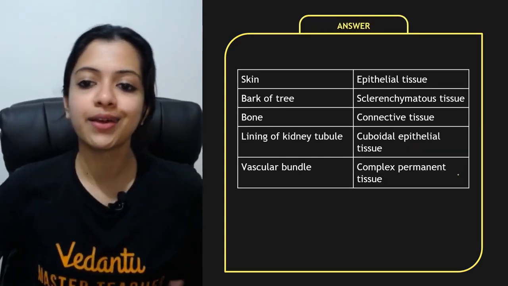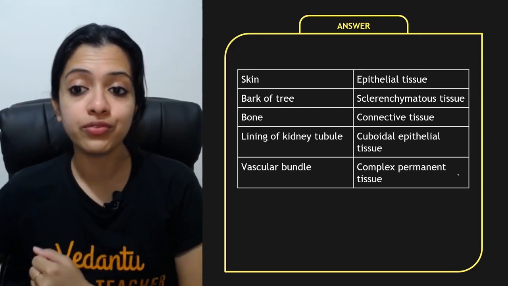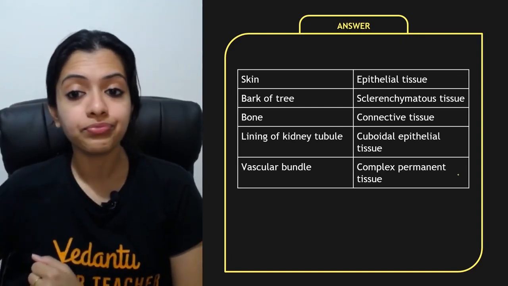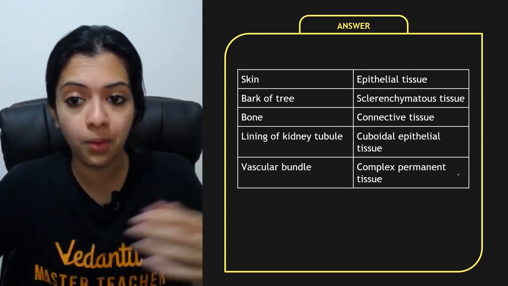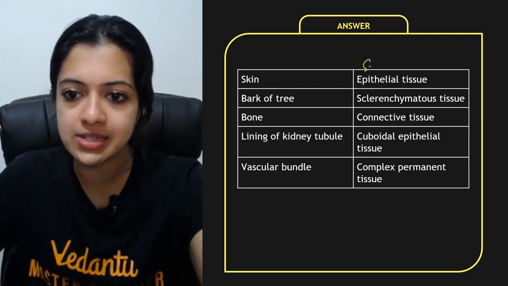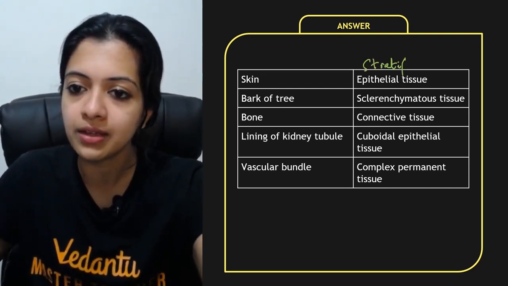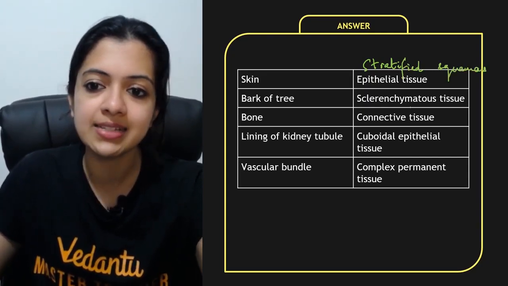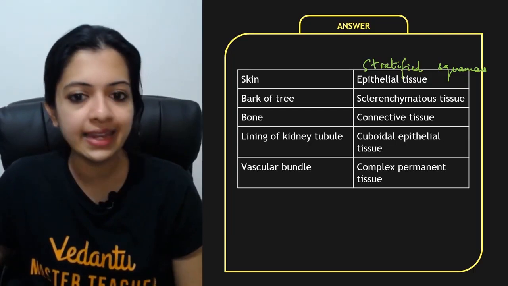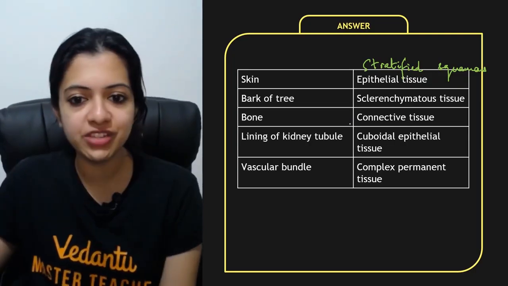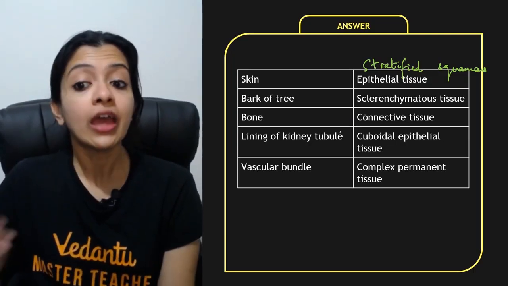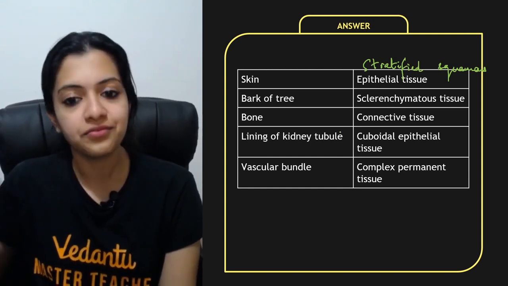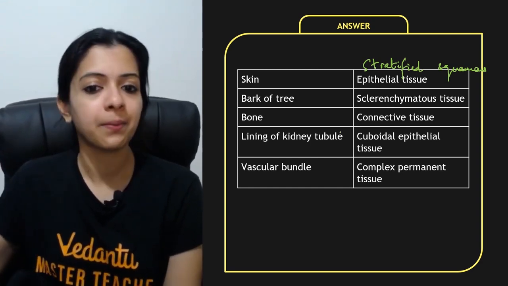All right. So this is about it. Yes, children. Here goes your answer. Skin is an example of an epithelial tissue. Stratified squamous, if you want to specify. Okay, stratified squamous epithelium. Stratified squamous epithelial tissue. Bark of tree would be sclerenchyma. Bone would be a connective tissue. Lining of kidney tubule would be cuboidal epithelial tissue. Vascular bundle would be a complex permanent tissue.